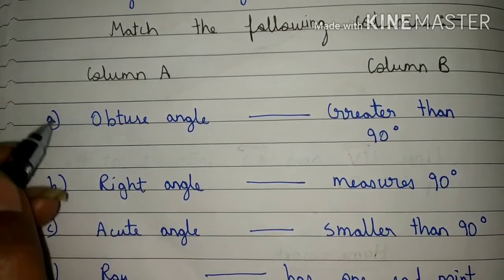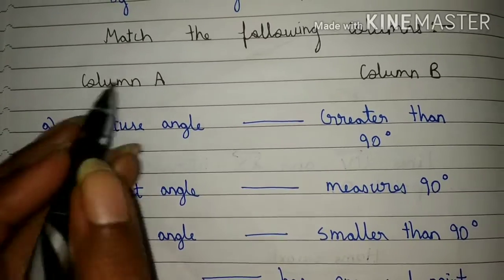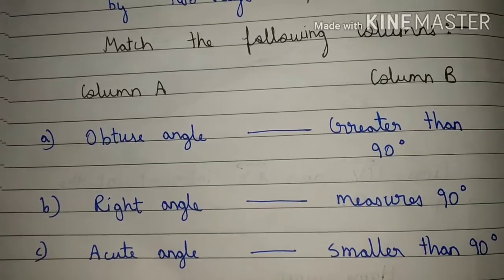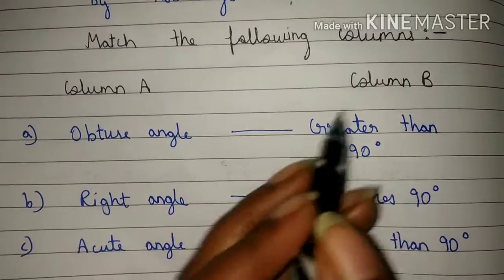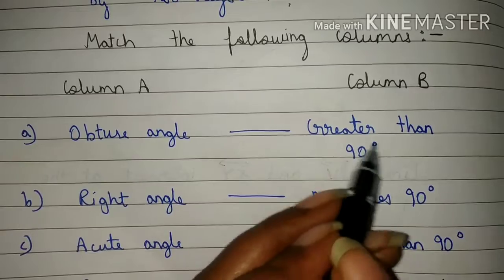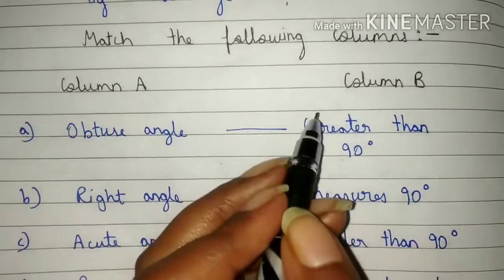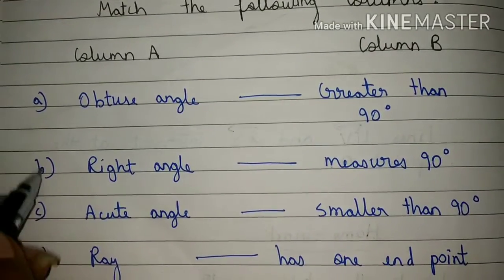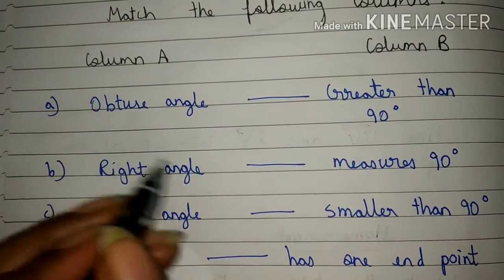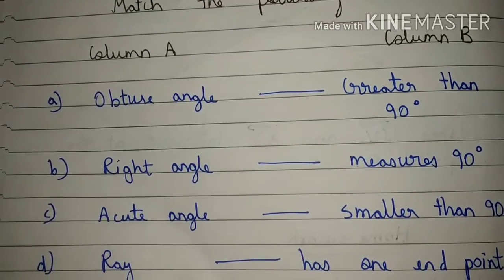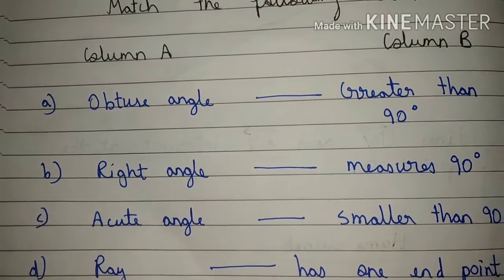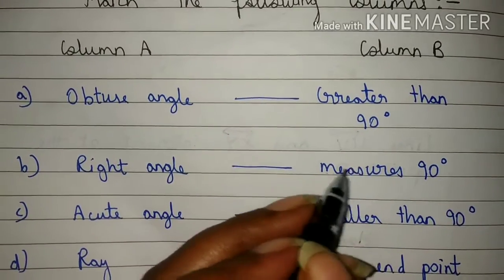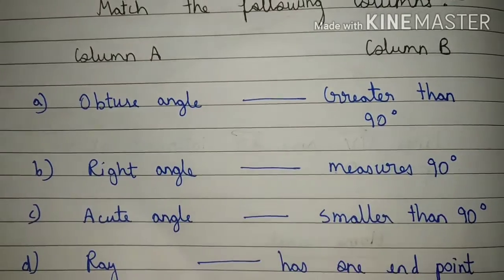Students, now come to A part. Question is obtuse angle. Students, we know that obtuse angle is the angle which measures greater than 90 degree but less than 180 degree. So, correct answer is greater than 90 degree. Students, now come to B part. Question is right angle. Students, we know that right angle is the angle which measures 90 degree. So, correct answer is measures 90 degree.